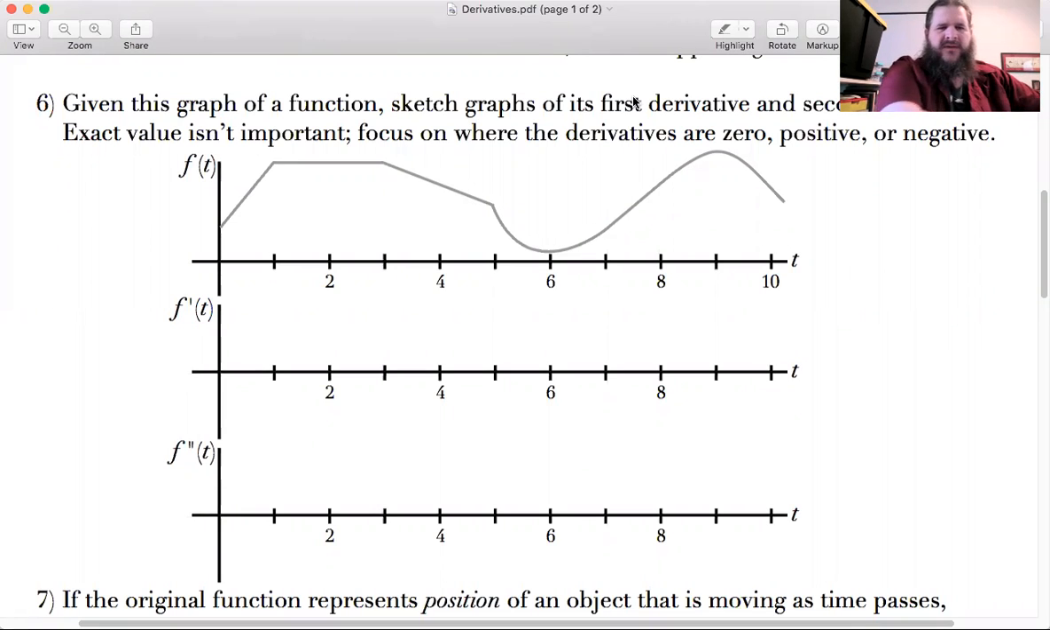All right, so given this graph here, we've got a graph of a function and we want to draw its derivative and second derivative. And these graphs are written more in the language of calculus rather than the language of physics. But if f represents position, what do we call the derivative of that?